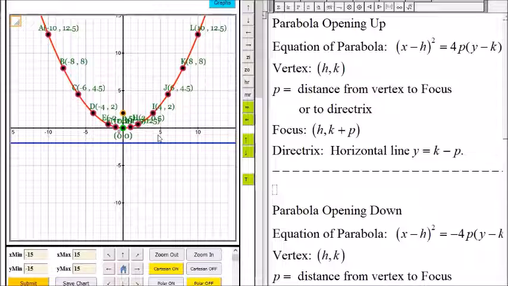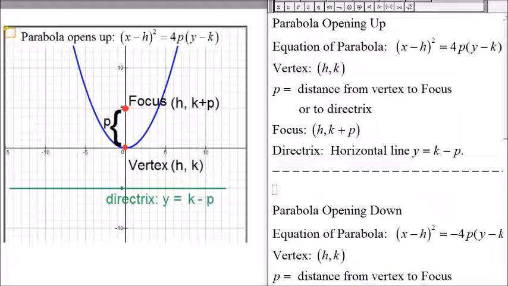And so for a parabola opening up, the equation of this parabola is (x minus h) squared equal to 4p times (y minus k), where p is the distance from the vertex to the focus. P is also the distance from the vertex to the directrix. The vertex is located at coordinates (h, k). And then p is this distance right here.